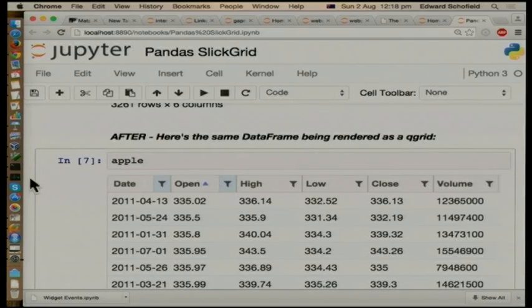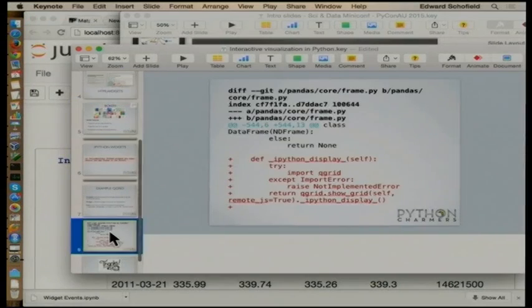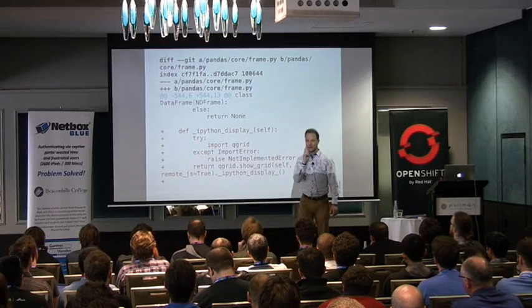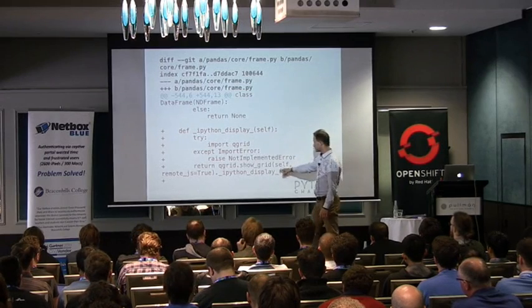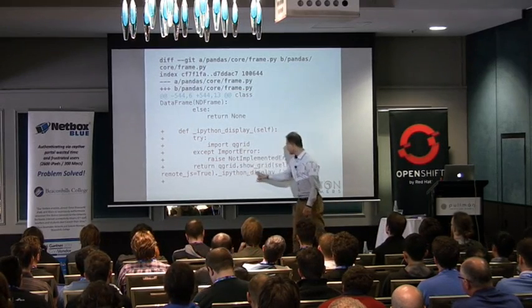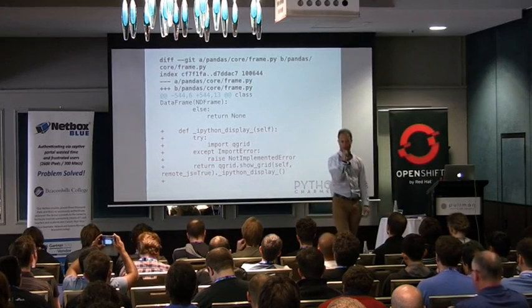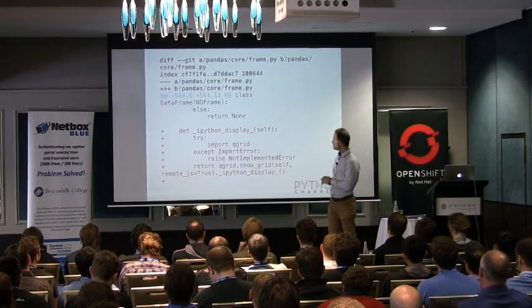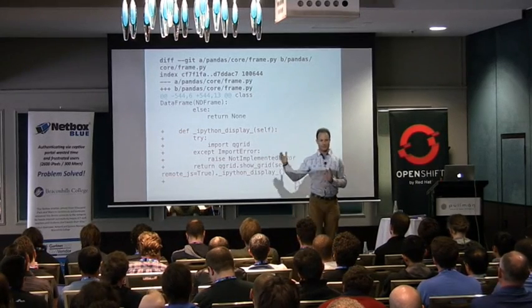Let me show you the patch needed to make this. So that's it. It's overriding this IPython display method on the Pandas DataFrame, and just calling the corresponding method returned by this showGrid function from QGrid. So this is the kind of thing that can be done with Pandas. It's only doing this if it's installed. Otherwise, it just falls back gracefully to the regular output.